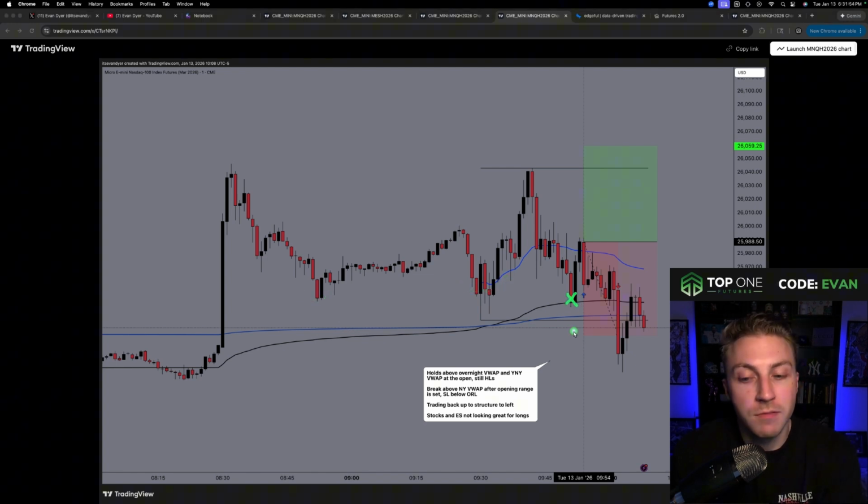At this time of day, it's 9:54. You can see the opening range is now set. So I don't normally trade while it is setting in those first 15 minutes. I want to see how it shakes out. But then buyers take control of the New York VWAP. All right, buyers are back in.